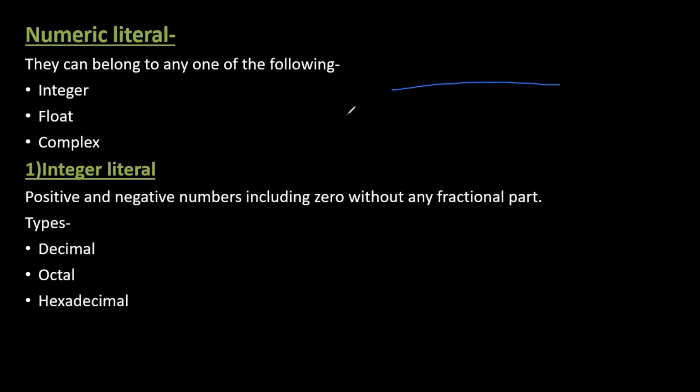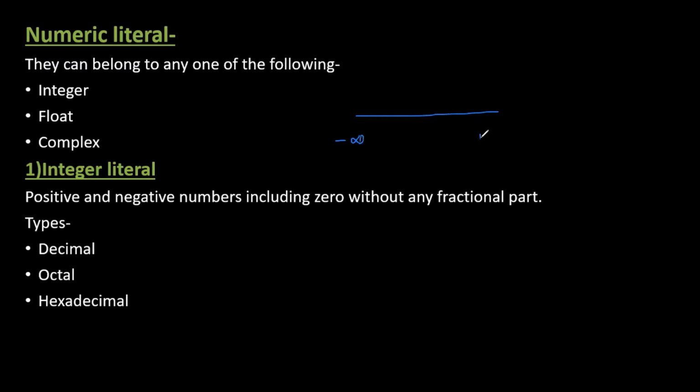So if I plot this line, any numbers between negative infinity and positive infinity without a fractional part, mind it, are your integer literals, like 7, 4, 10, -10. All these are your integer literals. You must have studied integers in your maths. They are the same, okay?